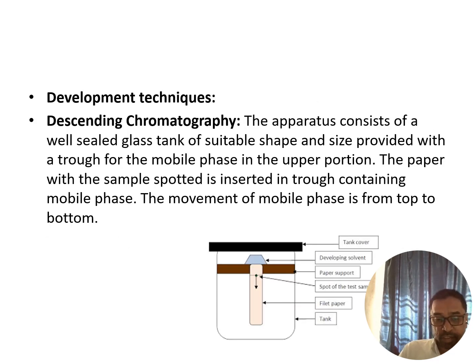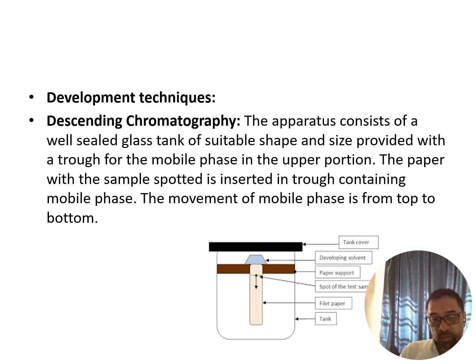There are various techniques for the development of paper. The techniques are divided on the basis of the flow of solvents. So whether you are flowing the solvent from bottom to top, top to bottom, or in two-dimensional or circular form decides which technique we are going to use.